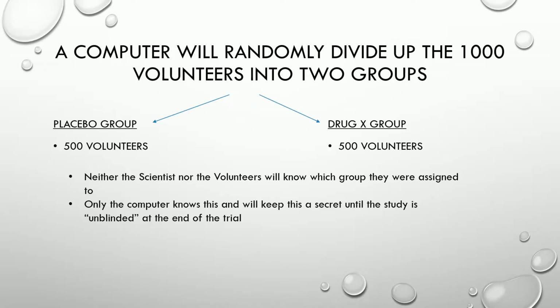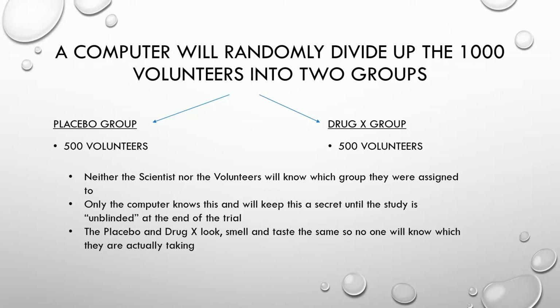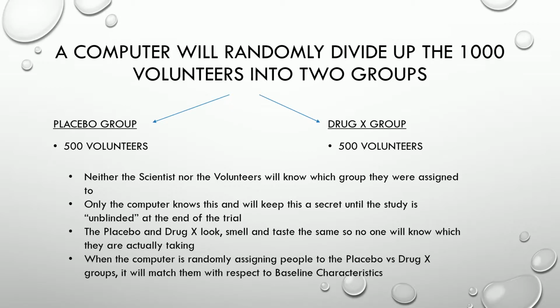Only the computer knows this and will keep this a secret until the study is unblinded at the end of the trial. The placebo and drug X look, smell, and taste the same, so no one will know which they are actually taking. When the computer is randomly assigning people to the placebo versus drug X groups, it will match them with respect to their baseline characteristics.